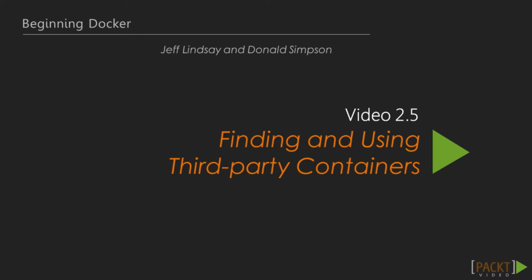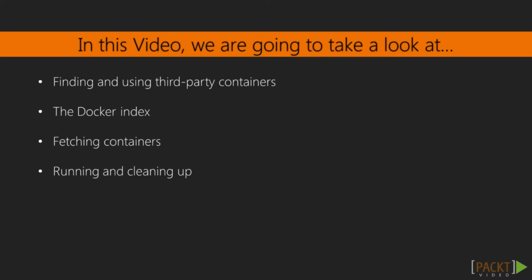In our previous video, we saw how to use the public hub for sharing your container images. To finish this section, we're going to go through the process of using the hub to find and use a third-party container. Part of the beauty of Docker is that it makes shipping around software very easy.